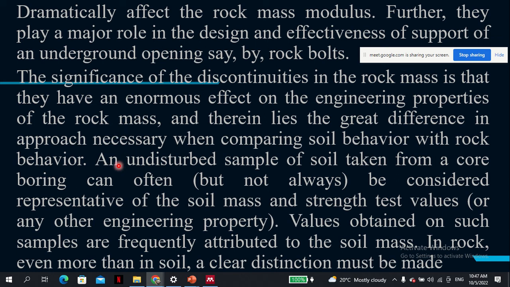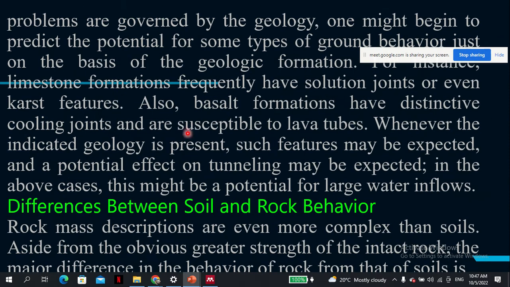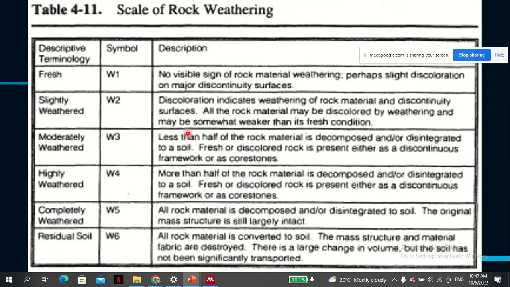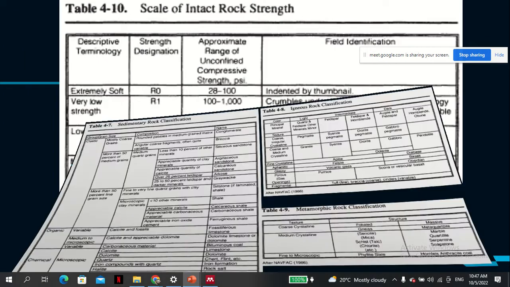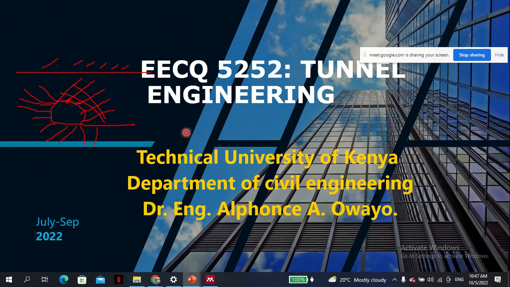Again, this is a key issue. I'm surprised that your syllabus is not demanding. I will check, but I am not sure that your syllabus asks you to design rock bolts, because that's important, because this is one key issue.